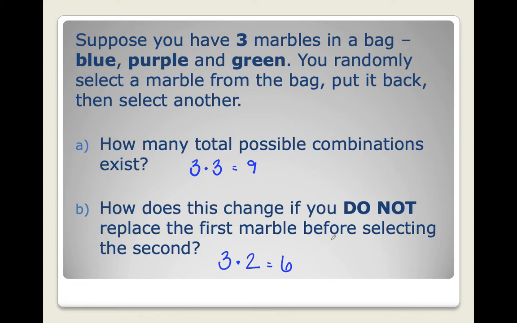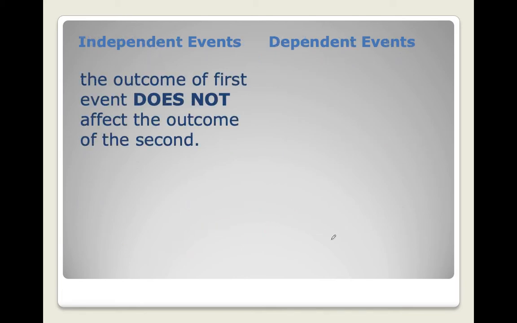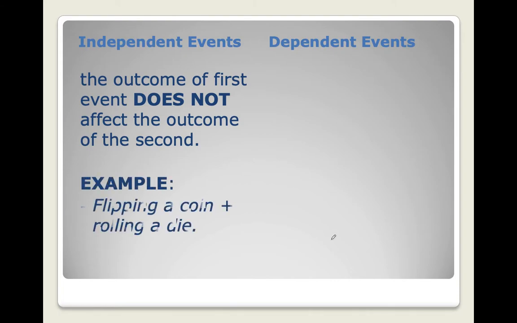These are 2 different types of compound probabilities that we are going to be discussing today. The first represents independent events. That is when the outcome of the first event does not affect the outcome of the second. For example, 2 events that are completely unrelated are independent, such as flipping a coin and rolling a die. There is no effect on one or the other because they are 2 completely separate events.